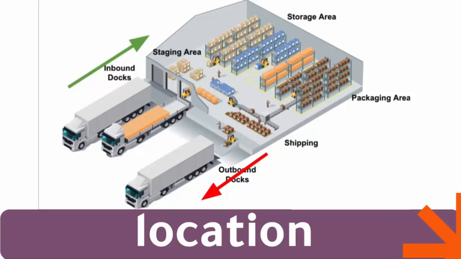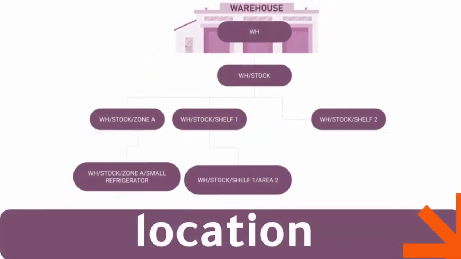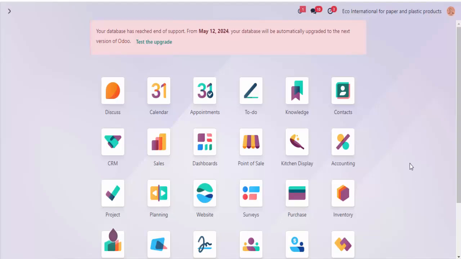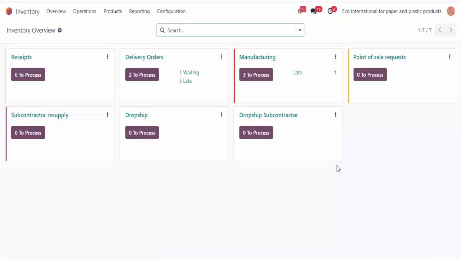In Odoo, these locations are structured hierarchically. What this means is that a child location like Stock Zone, Zone A is located inside the parent location, Stock, which is located inside the warehouse. The locations are organized in a tree-like structure, with the warehouse at the top. Alright, I know that was a lot. So let's jump into our database to see how warehouses and locations work.